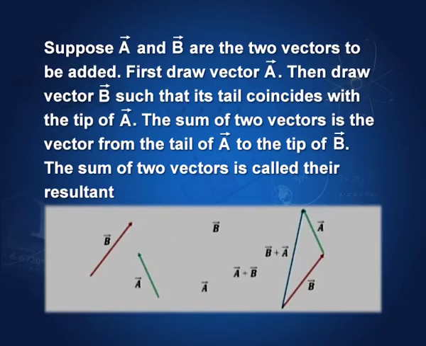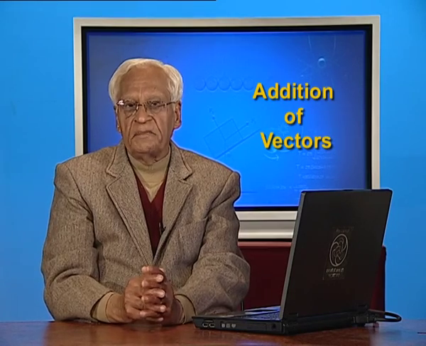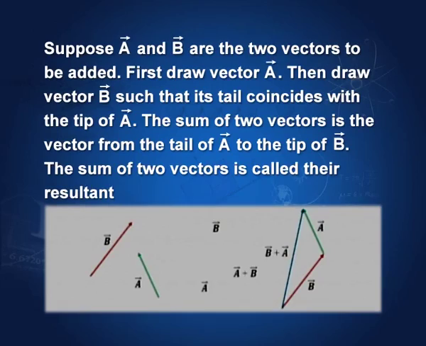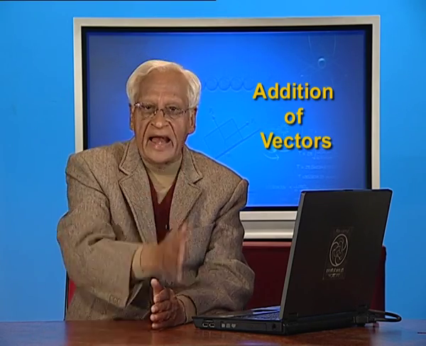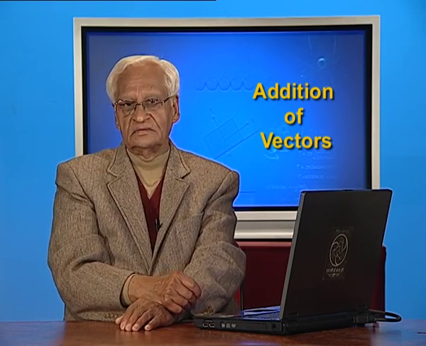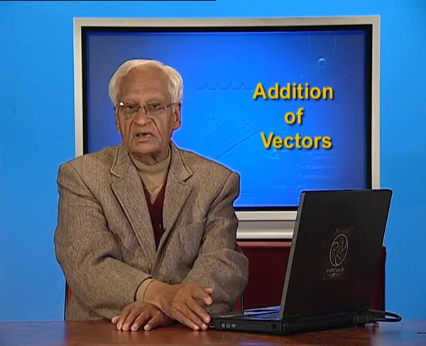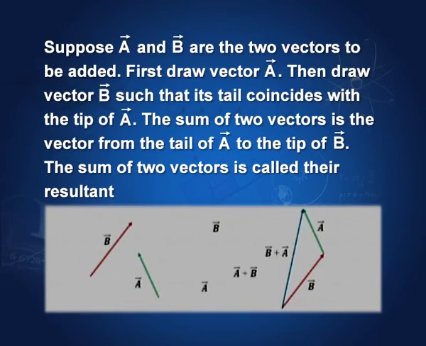So, here I have taken the example of adding vector A to vector B. Recall that the arrow is called the tip or the head of the vector, and the other side is called the tail of the vector. So, when I want to add two vectors, I place the tail of one vector at the head of the other vector. I will show you this with a simple manipulation.